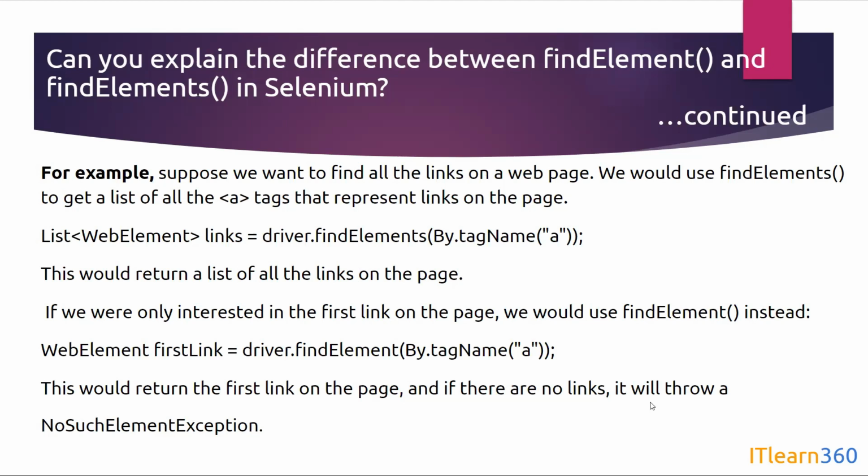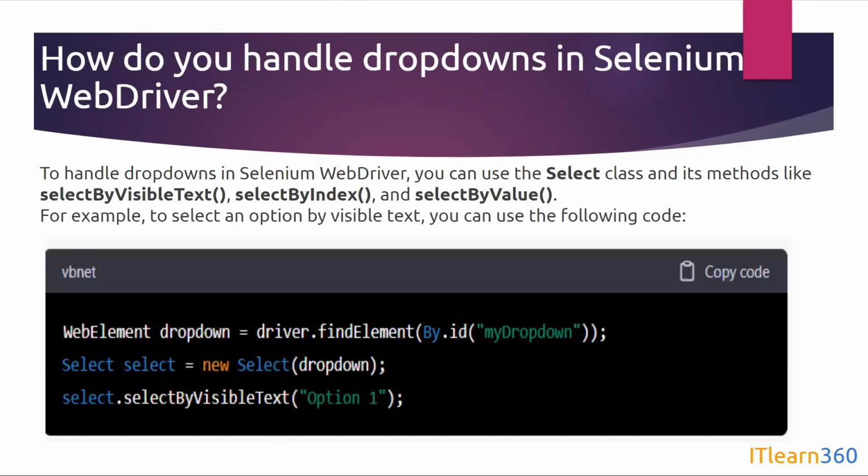Now, if you are looking for only the first element, or the first one that's available in that particular web page, then in that case, you can go for findElement. So while explaining in an interview, you can explain through an example: I am trying to fetch all the links from this web page. If I want to fetch all the links, I will use findElements. And if only one link out of all, then I'll go for findElement.